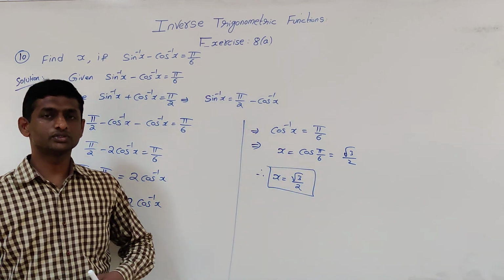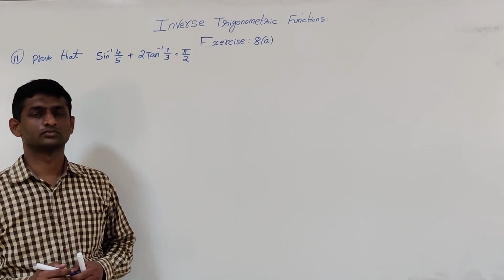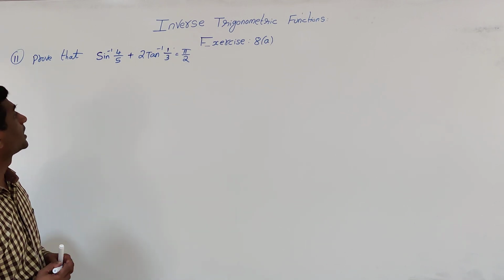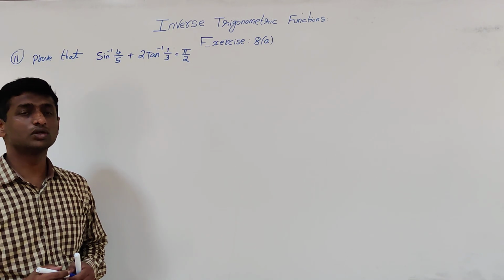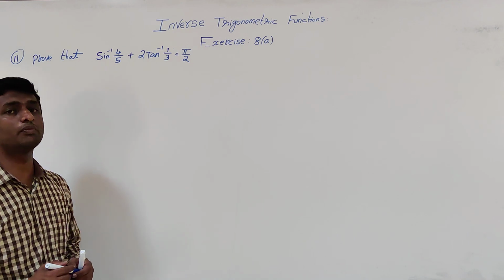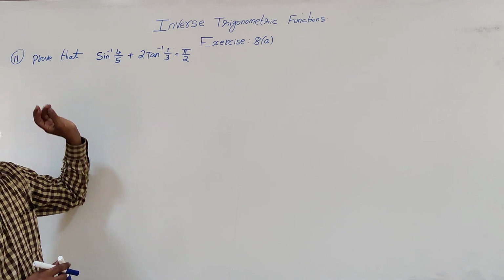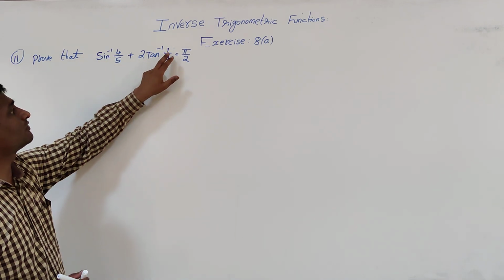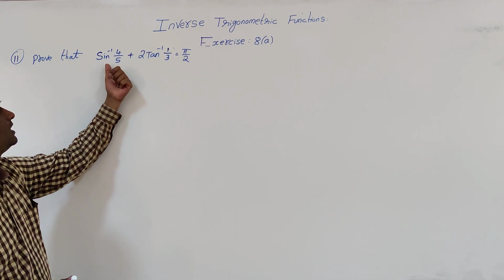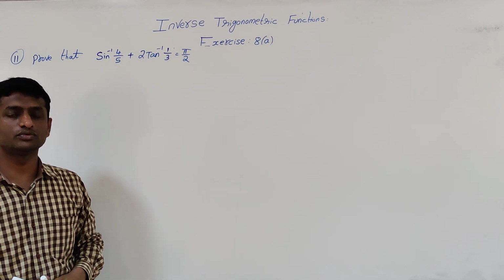So the next question is, prove that sin inverse of 4/5 plus 2 tan inverse of 1/3 is equal to 5 by 2. So assume that sin inverse of 4/5 is alpha, tan inverse of 1/3 is beta. So it will be alpha plus 2 beta is equal to pi by 2.